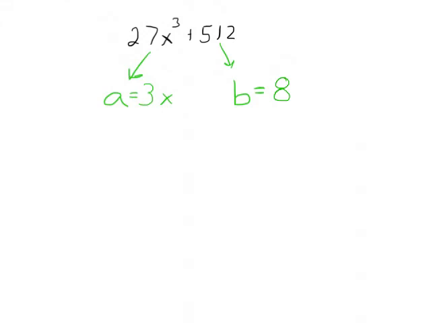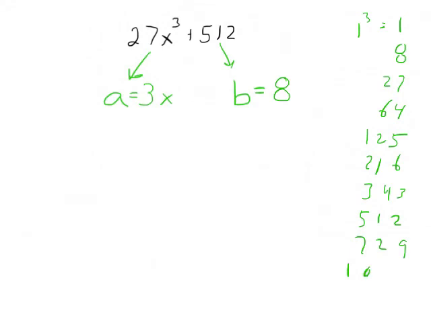Yesterday in class we made a list of the cubes. We made a list of the fact that 1 cubed was 1, that 2 cubed was 8, that 3 cubed was 27, and 64, 125, 216, 343, 512, 729, and 1,000. Those were the first 10 perfect cubes. So since we recognize, hey, 512, that's 8 cubed, we knew that b was going to be 8.